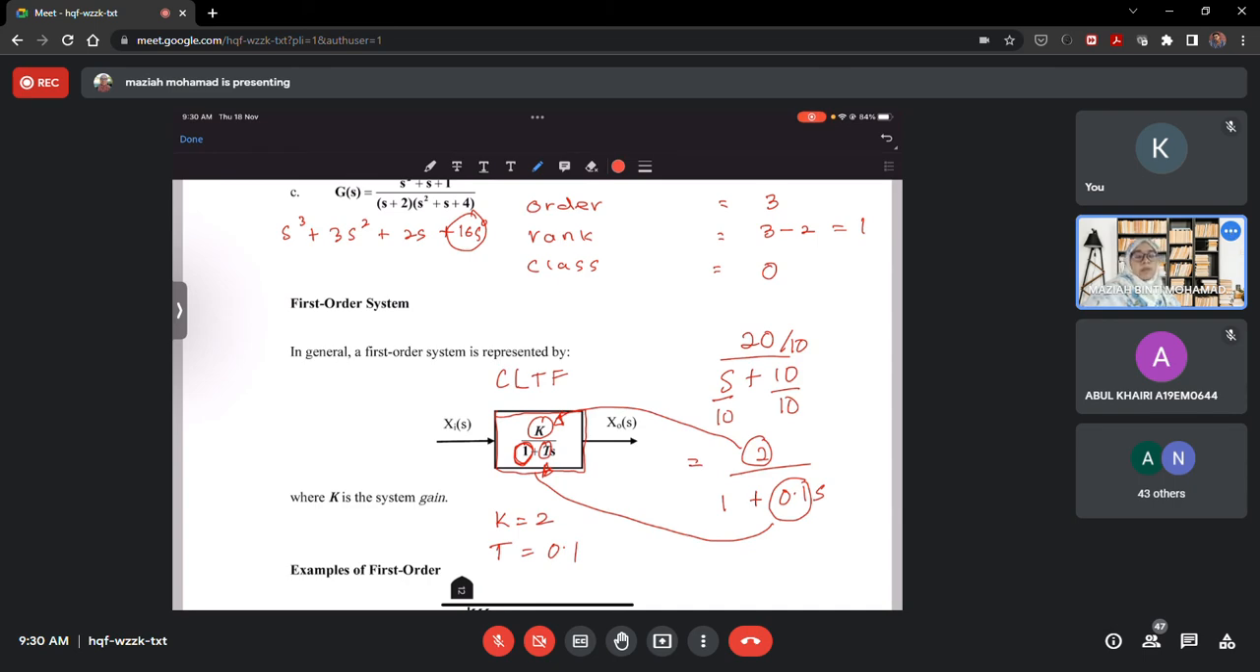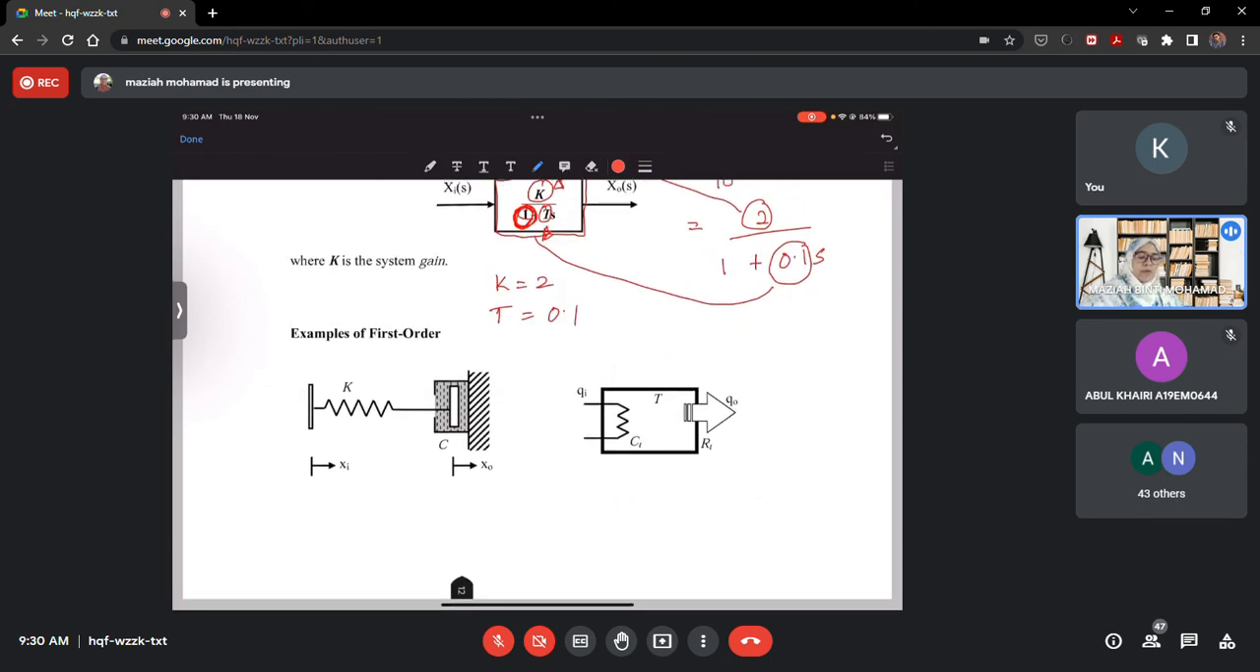Okay, so that's why we need to make sure that the transfer function is written in the general form, with the term 1 here, 1 plus Ts. All right, so what is K, what is T? Later we explain that. Okay, let's go through here. Example of first order.